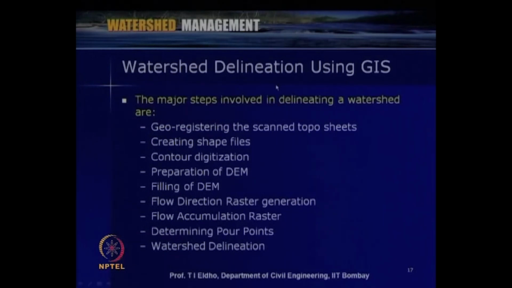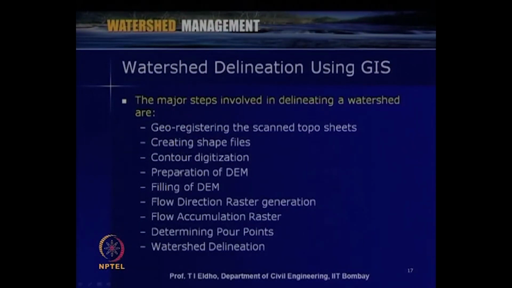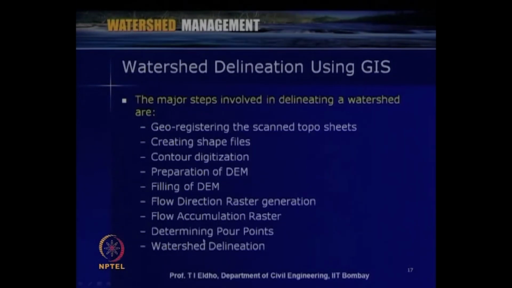As far as watershed delineation, we have already discussed in an earlier lecture. Some of the major steps involved in delineating a watershed I have listed here. First, we can geo-register the scanned topo sheet, then we can create the shape files, then contour digitization can be done, we can then prepare a digital elevation model, then we can fill the digital elevation model, then we can identify flow direction, then a flow accumulation raster can be generated, then we can identify the pour points, and using that we can delineate the watershed. This watershed delineation we have already discussed in detail in one of the earlier lectures.